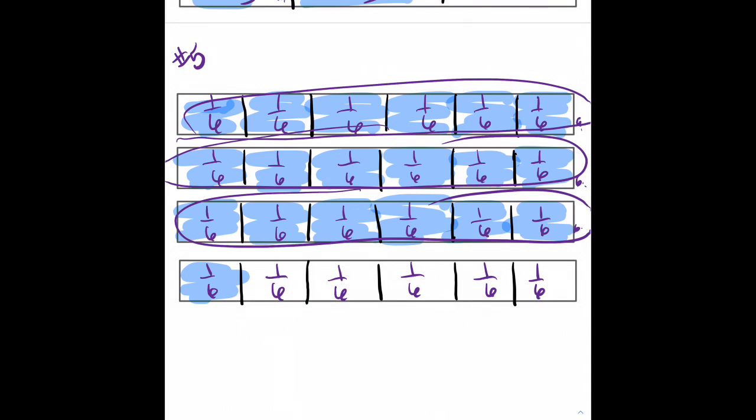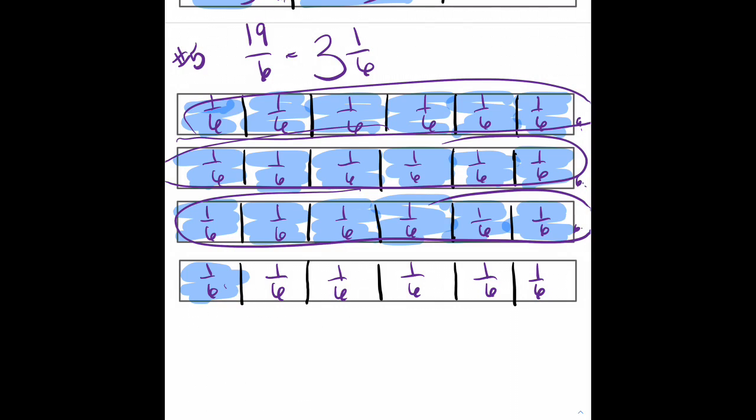Now it's your turn again. Pause the video and solve this problem. Okay, my improper fraction is 19/6, and that is the same as 1, 2, 3 wholes with 1/6 left over.